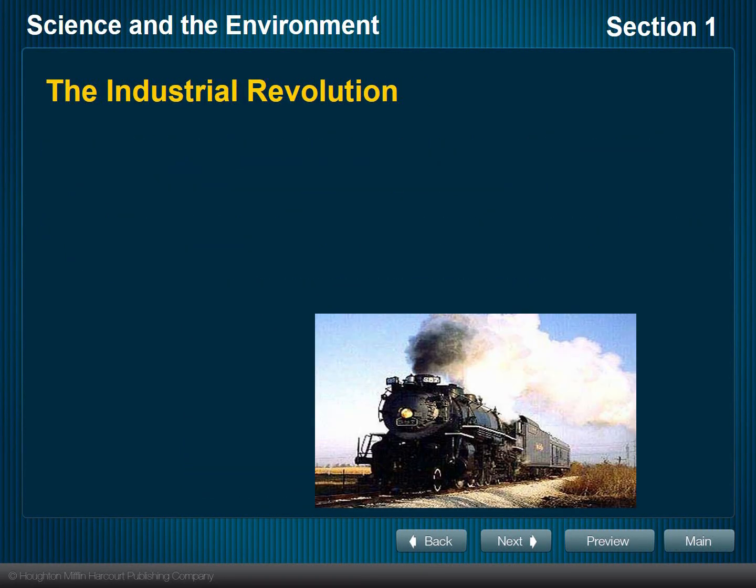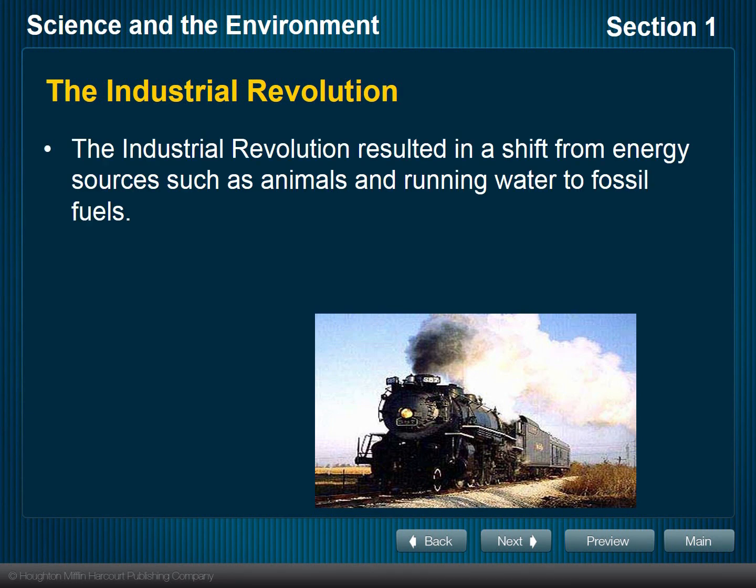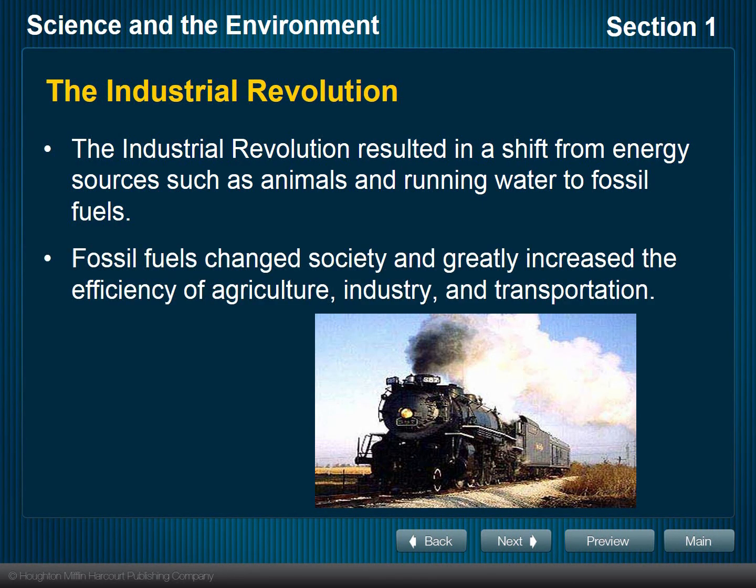Another time in environmental history is the Industrial Revolution. The Industrial Revolution resulted in a shift from energy sources such as animals and running water to fossil fuels such as coal and oil. This increased use of fossil fuels changed society and greatly increased the efficiency of agriculture, industry, and transportation.